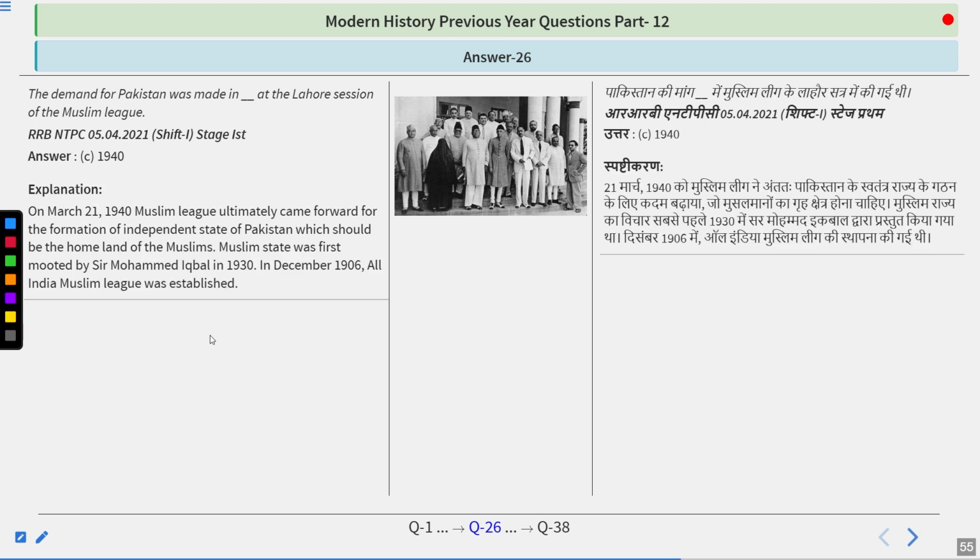So in March 1940, the Muslim League ultimately came forward for the formation of an independent state of Pakistan, which should be the homeland of the Muslims. A Muslim state was first mooted by Sir Muhammad Iqbal in 1930. In December 1906, the All India Muslim League was established. So do remember, the demand of Pakistan was made in 1940 at the Lahore session of the Muslim League. And later on in 1947, they got Pakistan on 14th August 1947.